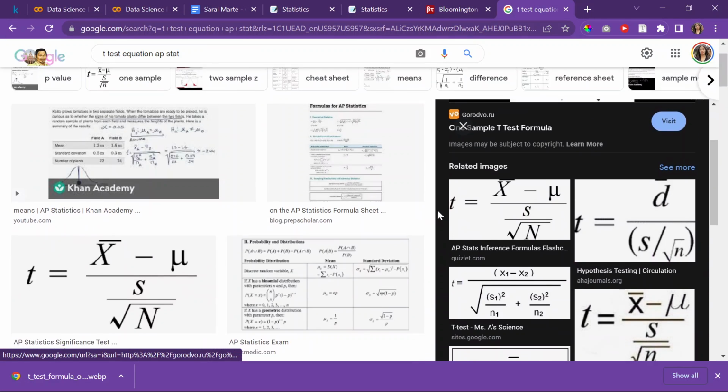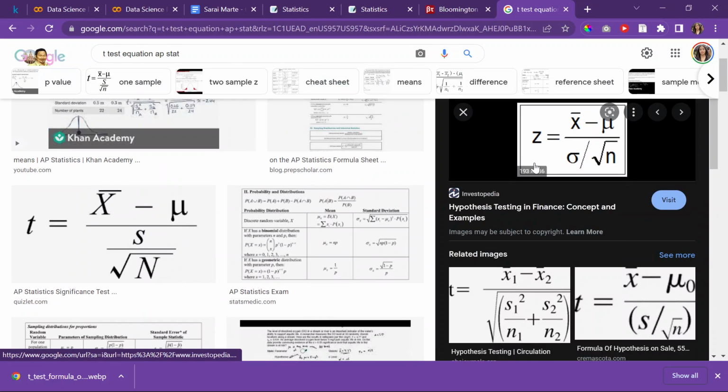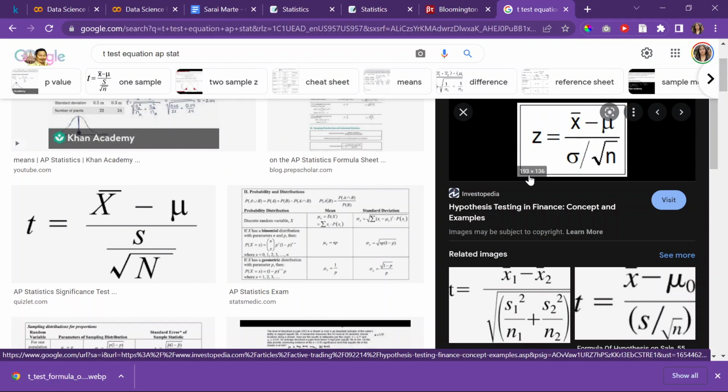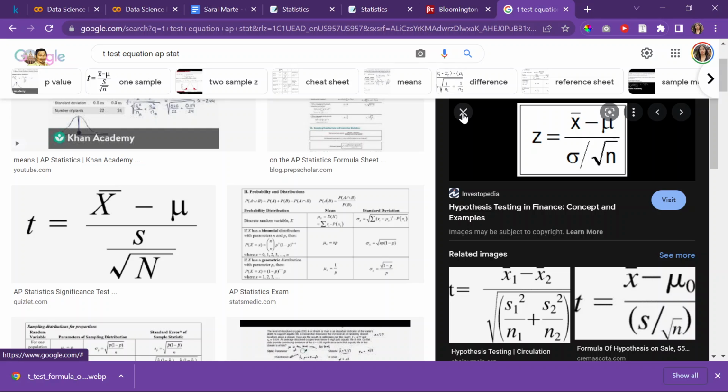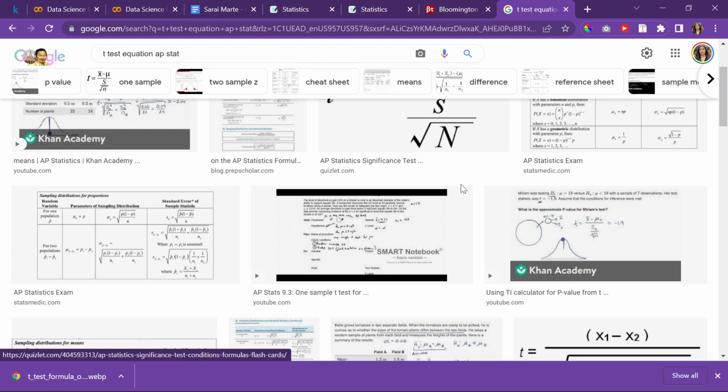And then, where were we? I had Z, which was this one, right? Sigma? It's not sigma over the square root of n, though. That's T.